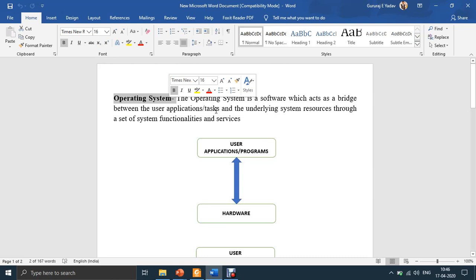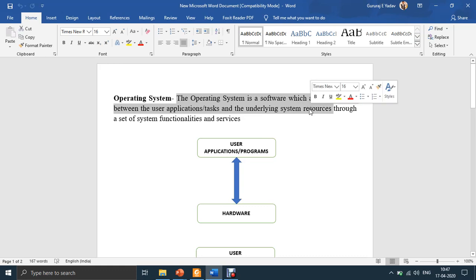Now we shall see a basic definition of an operating system. Again, there are various definitions, and this is one of them. The operating system is a software. It acts as a bridge between the user application or tasks and the underlying system resources. It will act as a bridge, or an interface, between the user applications.